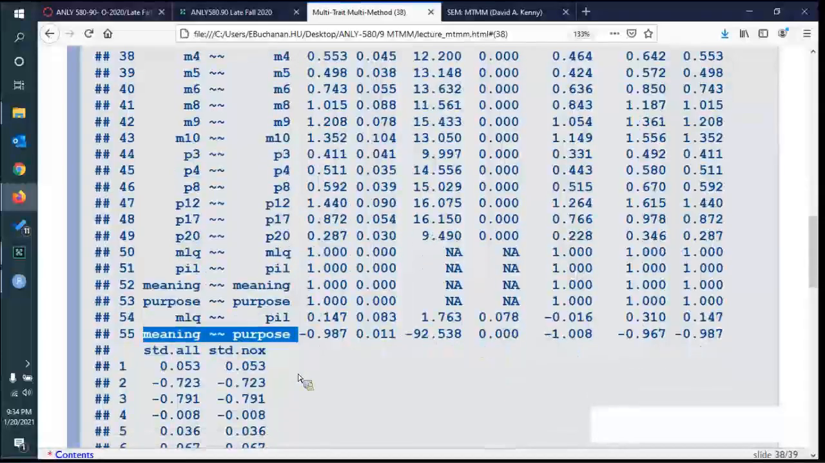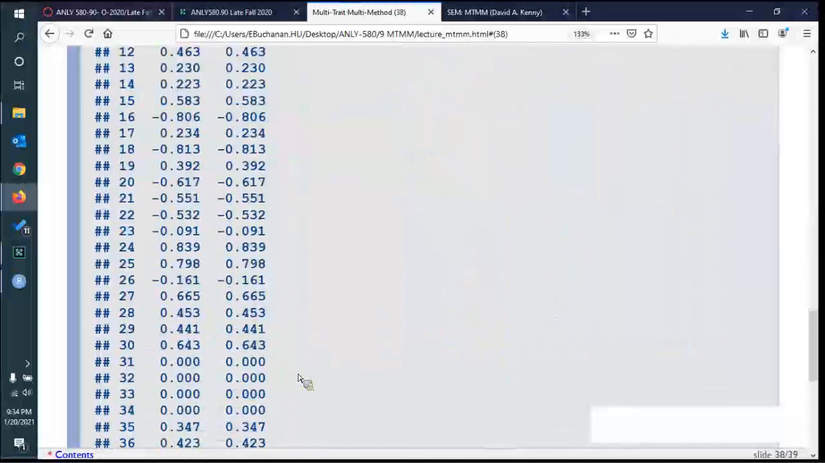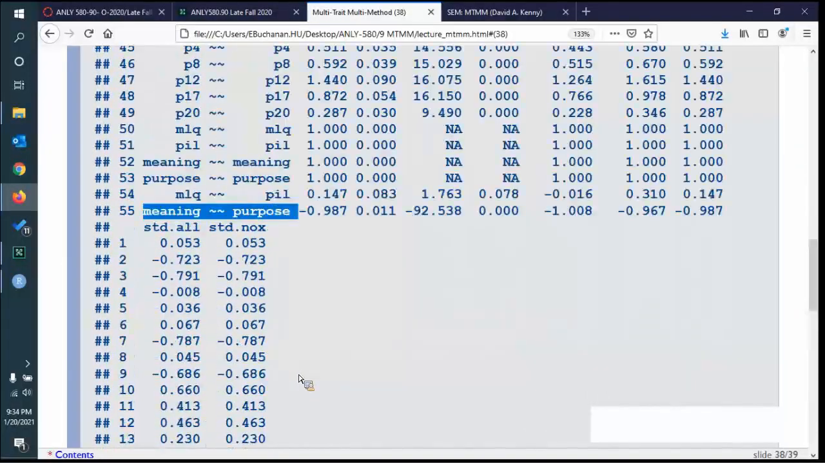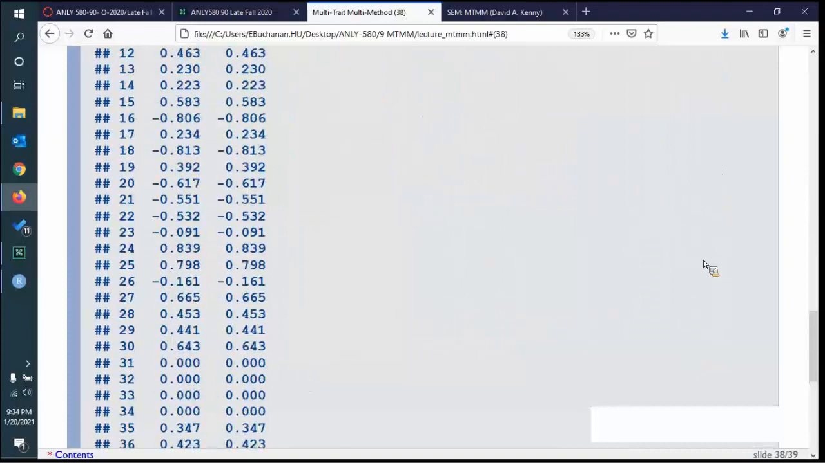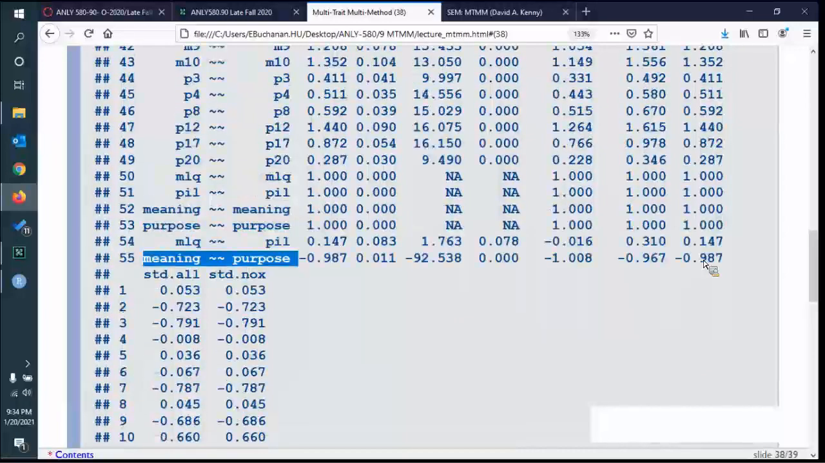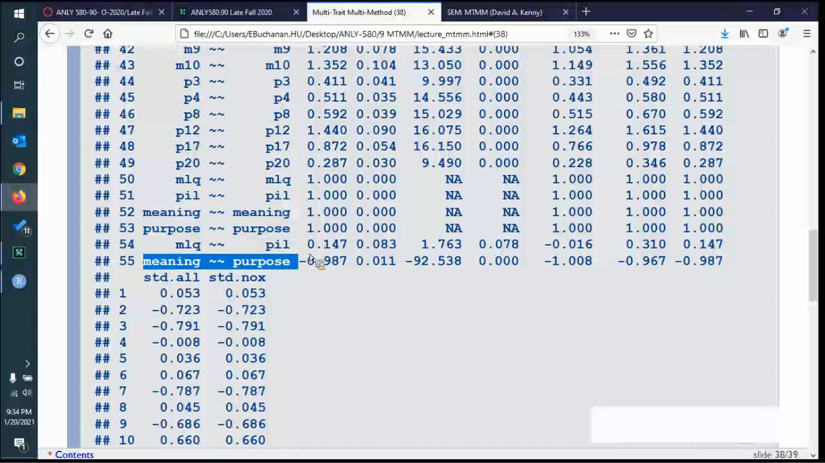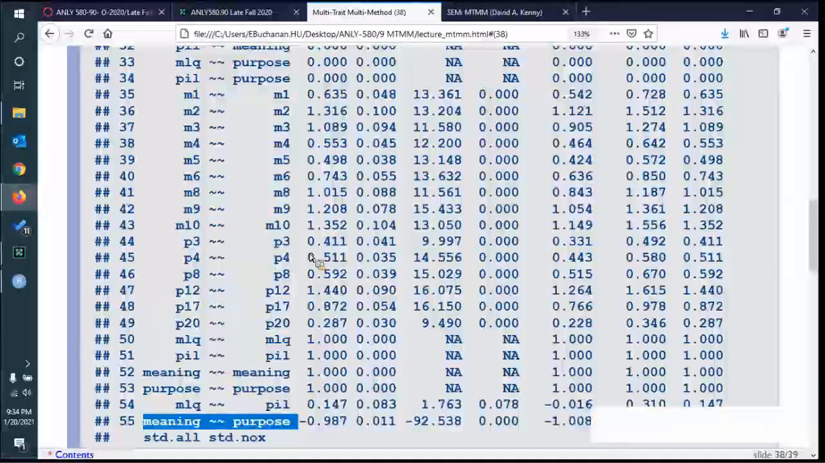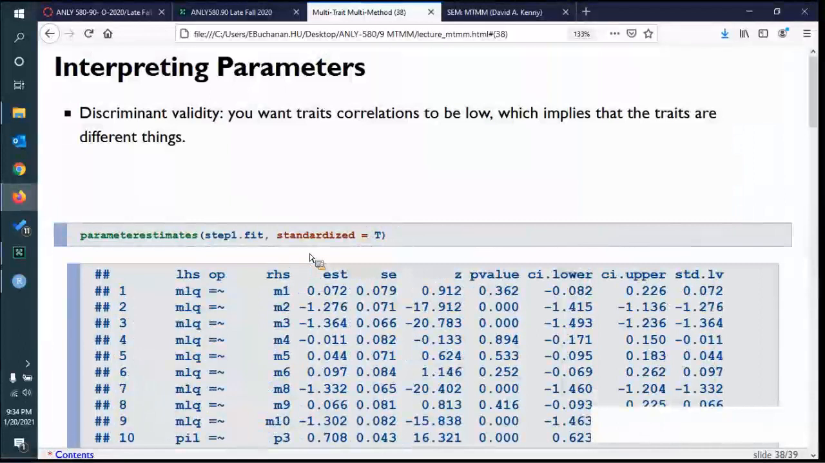Here, traits, meaning and purpose. And so our standardized, oh gosh, line 55 is 0.97, 0.8987. That's no good. Okay, so we'd want this value to be low. In a good world, a good discrimination for these is 0.5, maybe, to make up a number. That is definitely higher than 0.5. So we can already tell that this is still bad.